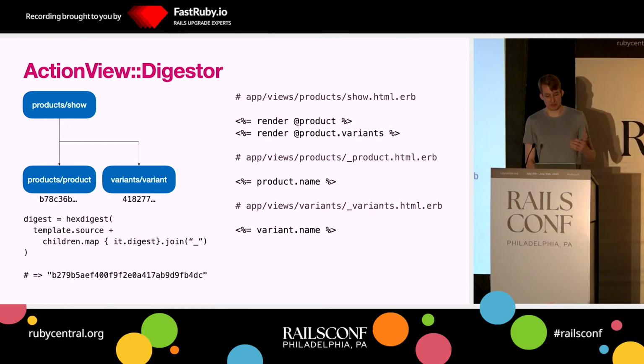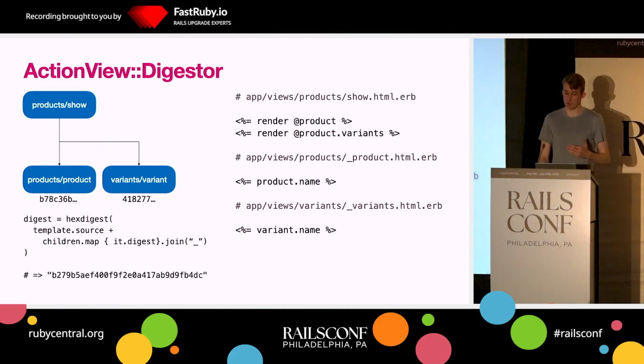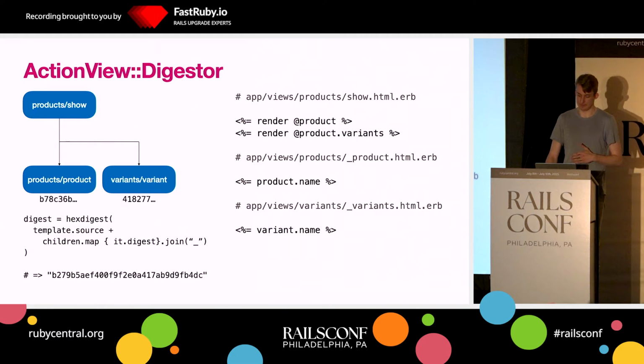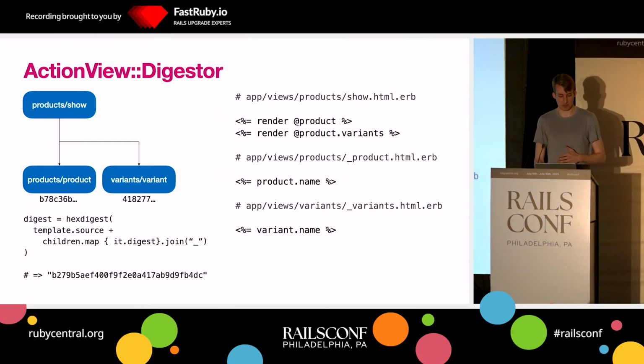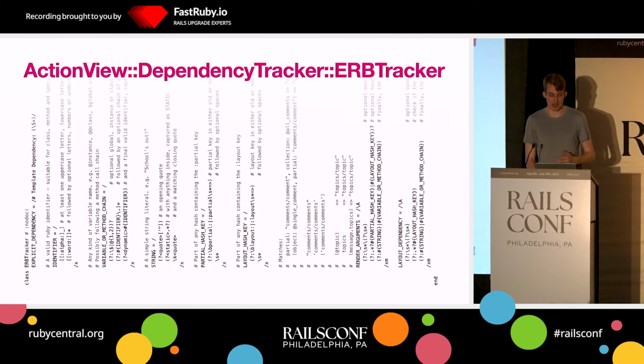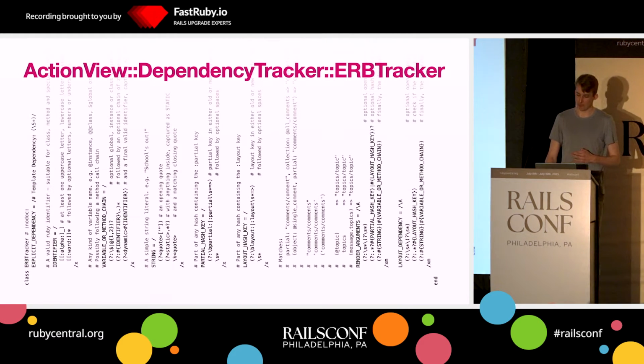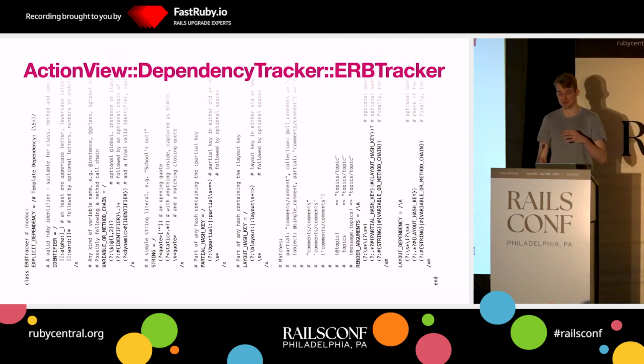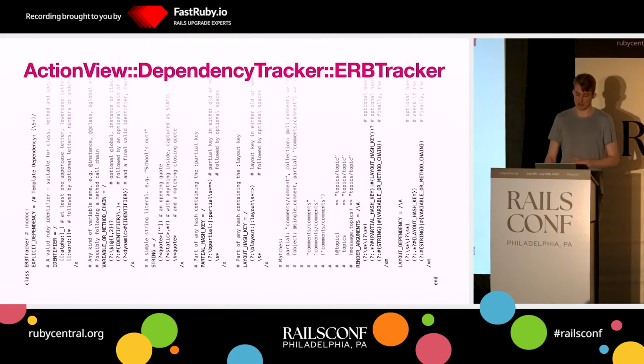Now, something I kind of glossed over is how the digester knows which templates are rendered by a template in order to create the tree. This is handled by another class called ActionView Dependency Tracker, and more specifically ERB Tracker. This class constructs this really complicated regular expression, which I put here sideways so that you can see how big it is without really trying to read it. And it extracts the template names from these render calls, and that tells the dependency tracker what the dependencies are.